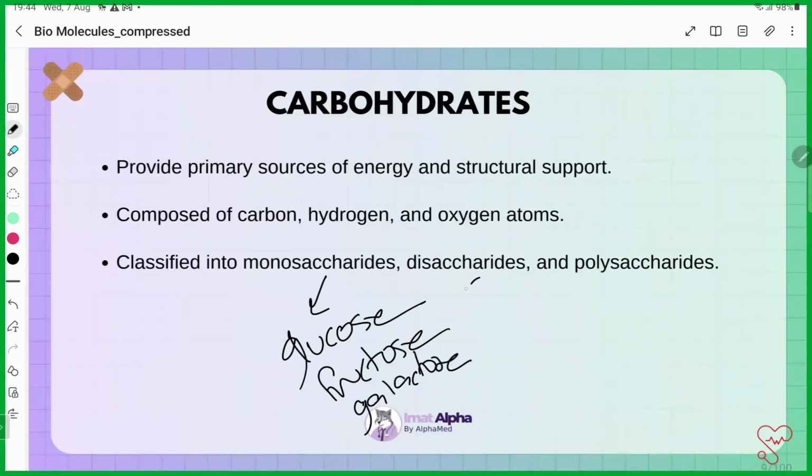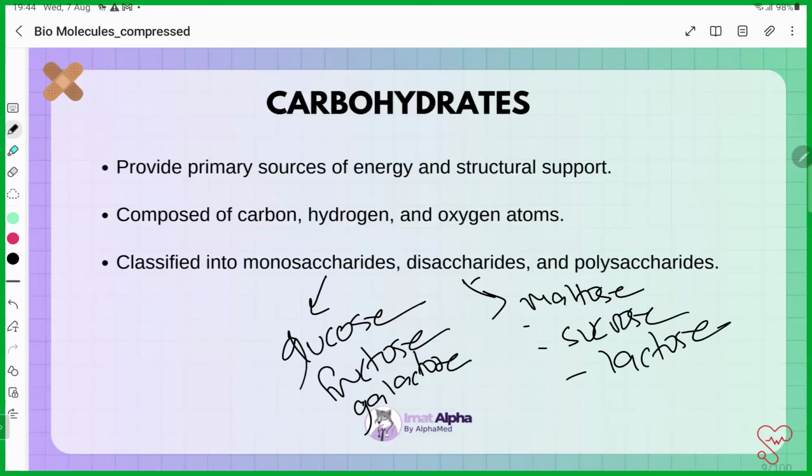Here we have maltose, sucrose, lactose. Okay.